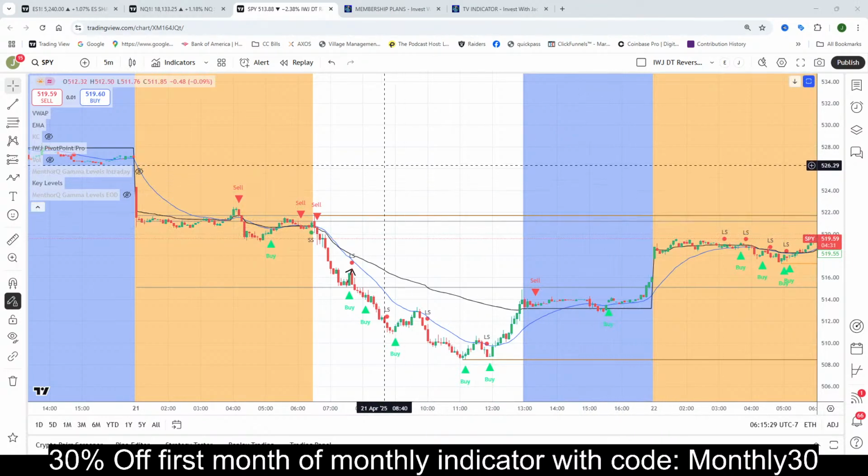Okay, so let's look at the results of the indicator over the past year and change. So from all of 2024 and then so far where we're at in 2025.